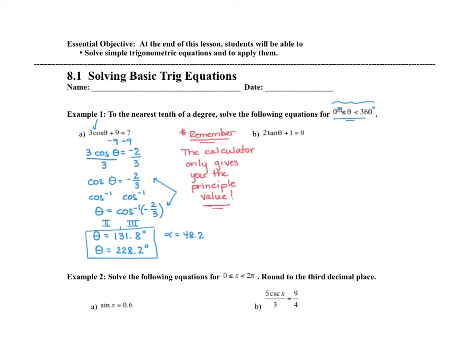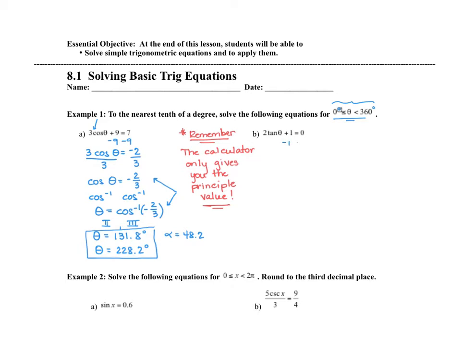I want to take a minute here just to reiterate that your calculator will only give you the principal value of the trig function. So it's only going to give you an angle measure from cosine between 0 and 180 degrees. It's only going to give you a value for sine between -90 and 90 degrees. And it's only going to give you a tangent value from -90 to 90 degrees. Okay, so let's see if we can solve some more of these equations.